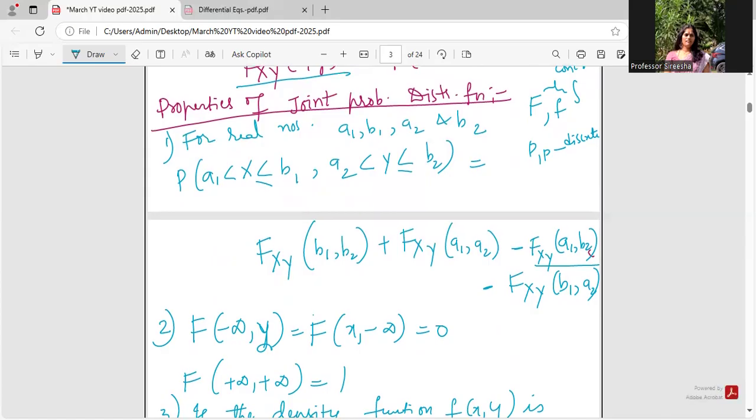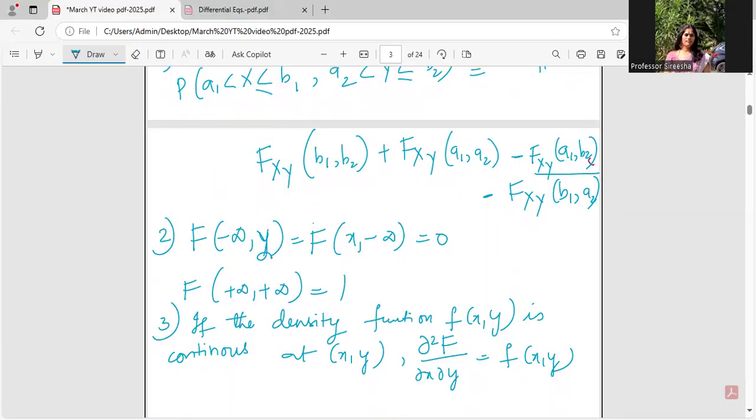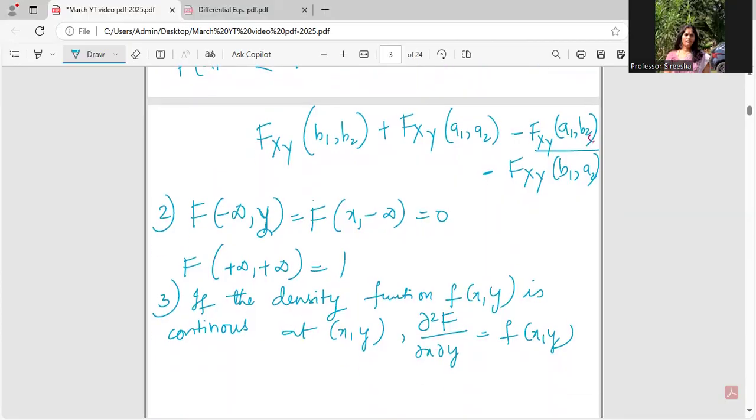Coming to the second property, as we have seen in discrete random variables in one dimension, F of minus infinity is defined to be 0, F of plus infinity is defined to be 1. Similarly here also, F of minus infinity comma y and F of x comma minus infinity are defined to be 0. F of plus infinity comma plus infinity is defined to be 1. These are basically like assumptions or properties which remove the hurdles when we are doing problems on this.